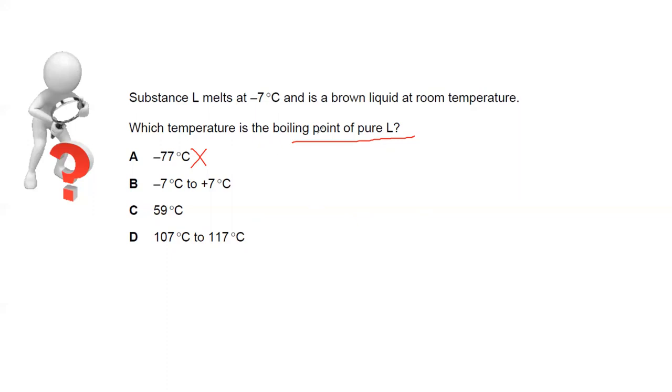Why is B wrong? Because they mention it's a pure substance. A pure substance cannot have a range of temperature for melting and boiling point. That's why we are left with option C as the right answer.